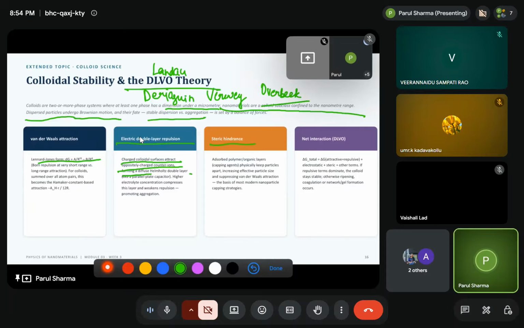Then steric hindrance. Adsorbed polymers or organic layers physically keep particles apart, acting as capping agents. It will increase the particle size and suppress the van der Waals attraction. This is the basis of most modern nanoparticle capping strategies. So the net interaction ΔG equals ΔG attractive plus repulsive terms, electrostatic, steric, and other terms. If the repulsive term dominates, the colloid will be stable. Otherwise, coagulation or network formation will occur.